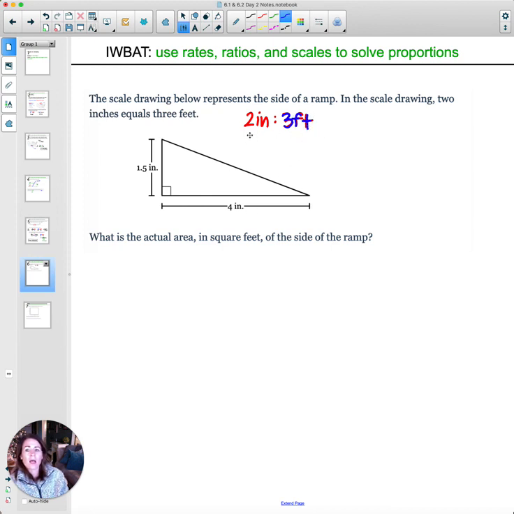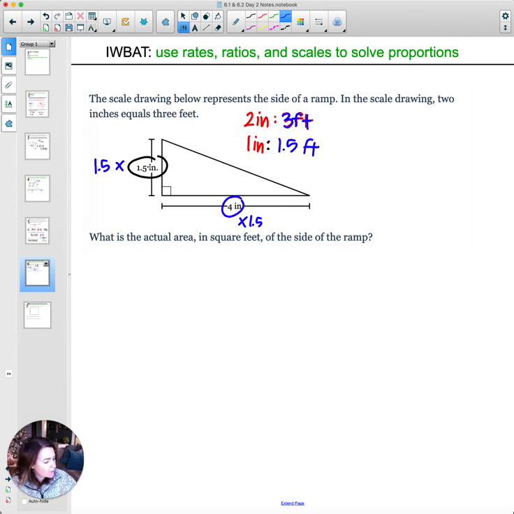So you can just set up a proportion. One thing you can do is, like I said, simplify this to a unit ratio. So we could divide by 2 to get down to every 1 inch. So divide 3 by 2, and you get 1.5 feet. Because then you can just multiply. So if 1 inch is 1.5 feet, you just take this times 1.5 to convert. And you take this times 1.5 to convert if every 1 inch is 1.5 feet.